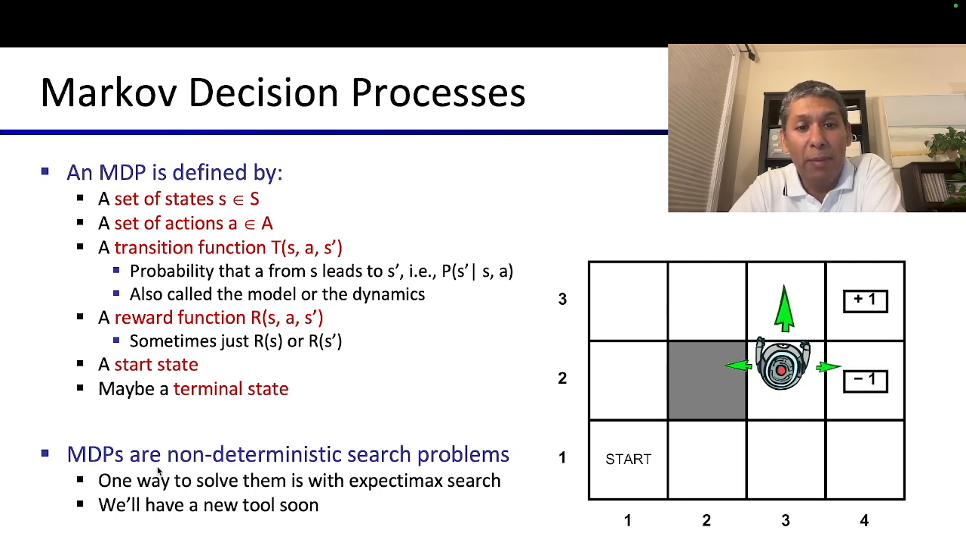So we can see that MDPs are essentially search problems. In a way, we're trying to find the best sequence of rewards here, but these are non-deterministic search problems, because when we take an action, we may not end up in the desired state. We may end up in a different state. So because these are non-deterministic search problems, we can certainly use the expectimax search that we have already covered in the past, and we can use that. However, we will have a different way to solve this. Okay, a better way to solve this.